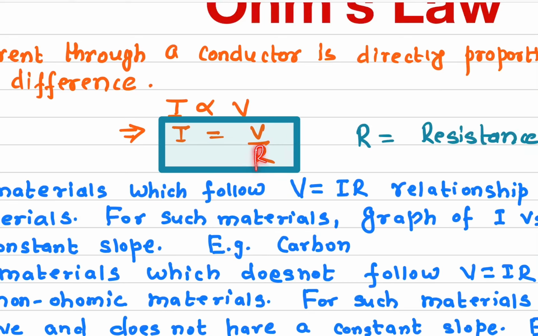So this constant R is called the resistance of the material. What does this mean now? Greater the resistance of the material, smaller will be the current. So the current in the circuit is influenced by the two parameters. One is the applied potential and the other is the resistance. This is an external thing and this is the material's thing. It does depend upon the length and the cross-sectional area.